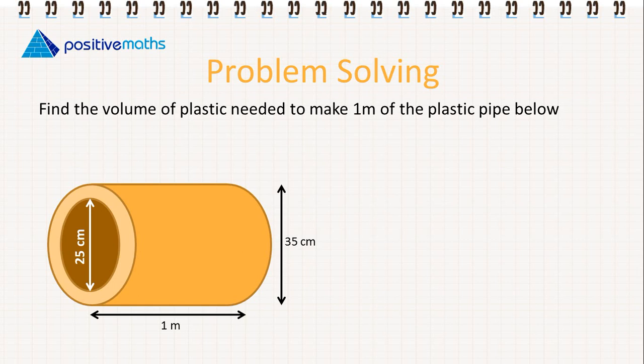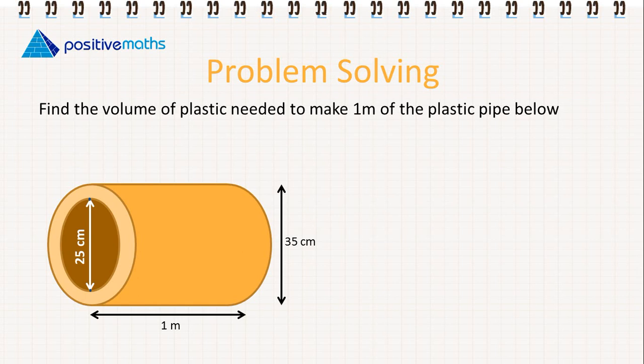So we're just going to look at some of the dimensions that we're given here. We're given the diameter of the inside of the pipe, so that's 25 centimeters. We're also given the diameter of the outside of the pipe, so that's 35 centimeters. And we're given the length or the height of the cylinder to be 1 meter.